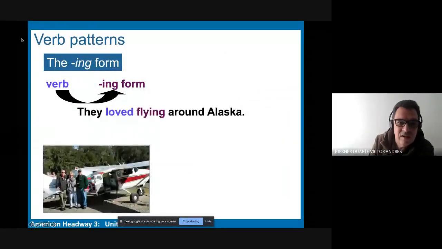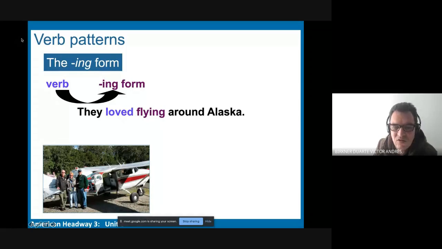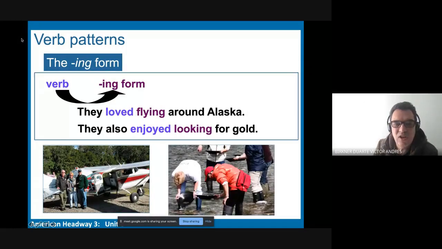Here we go. They loved flying around Alaska. Whenever we speak about feelings, we use the ing form, right? They also enjoyed looking for gold. We don't say they also enjoyed to look for gold, but looking for gold, because in this case, the people are referring to a kind of feeling. They feel they are feeling good, right? That's why they are enjoying looking for gold.